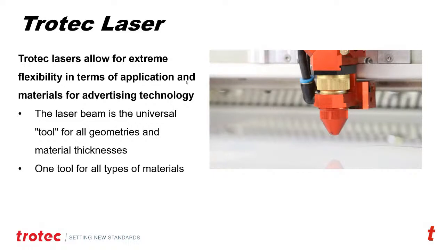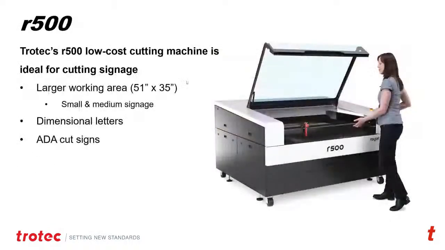Now I'm going to go through some of the different lasers that we manufacture and show you where they lie within the signage market. Our entry-level system, a great new system that we have just come out with in the last year, is Trotec's new R500. It is a low-cost, large-format cutting machine. So you get a very large machine for a very affordable price.